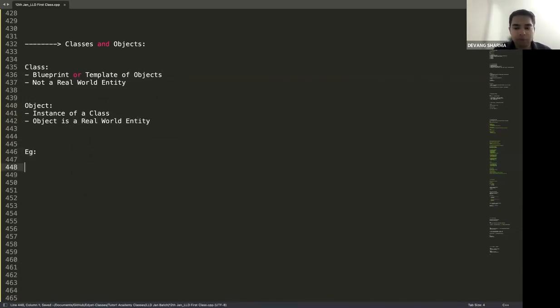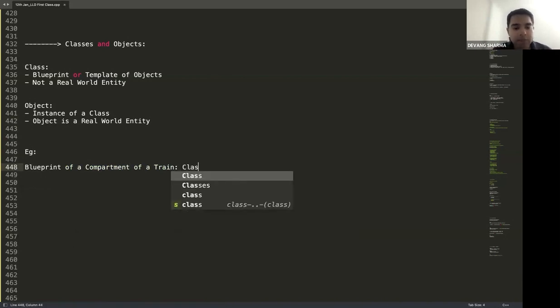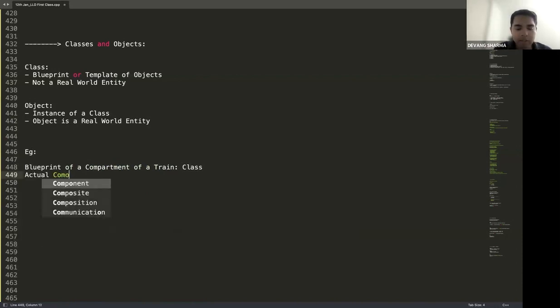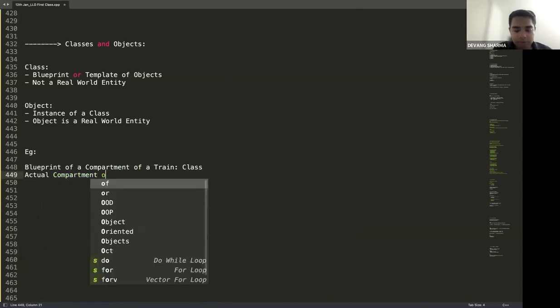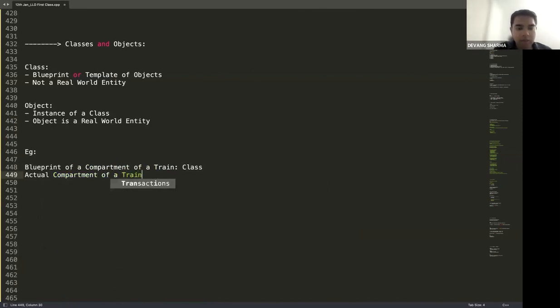Okay. Let's talk about examples one by one. If I have a blueprint of a compartment of a train, just the blueprint, I know how the compartment should look, I know the size, I know the dimensions, but it's not a real world entity. It's just a blueprint that I've created. That is what your class is. Once you convert it into an actual compartment, once all the development has been done and all the things have been fixed, that is when you call it the actual compartment of a train, not a blueprint anymore. That is what you call an object. This part clear to all? Quickly in the chat.